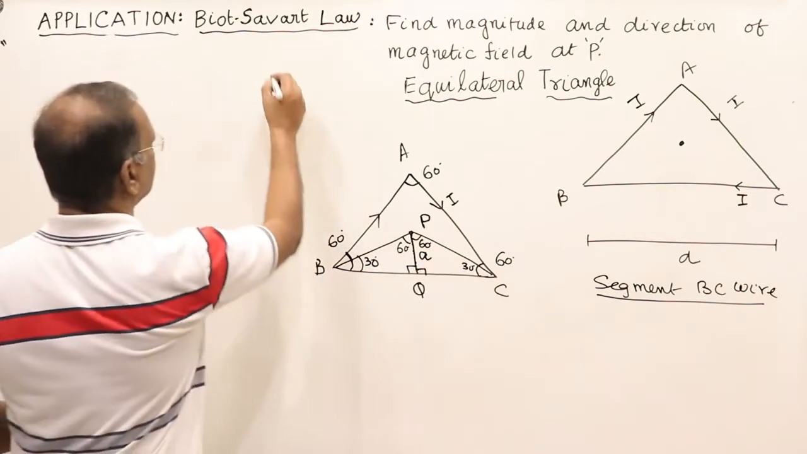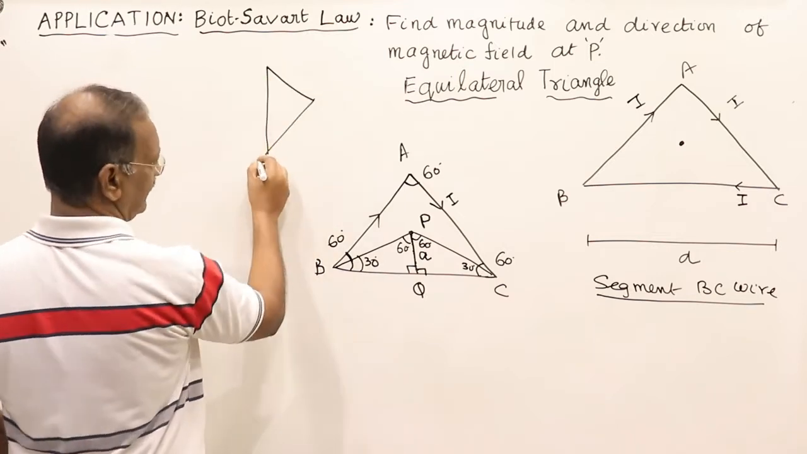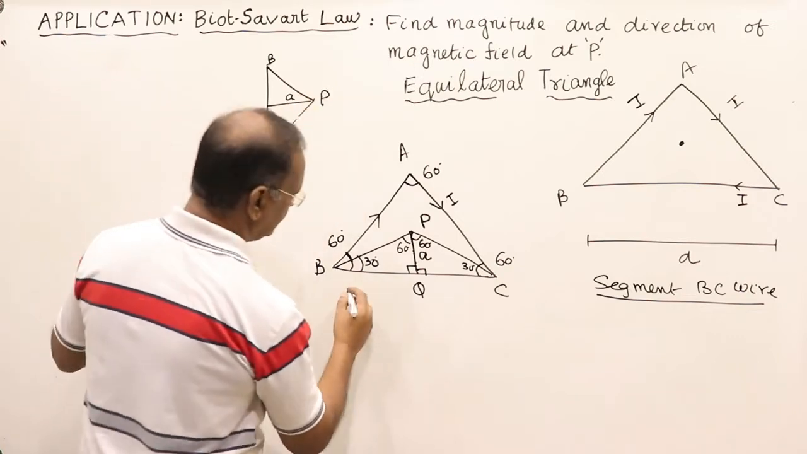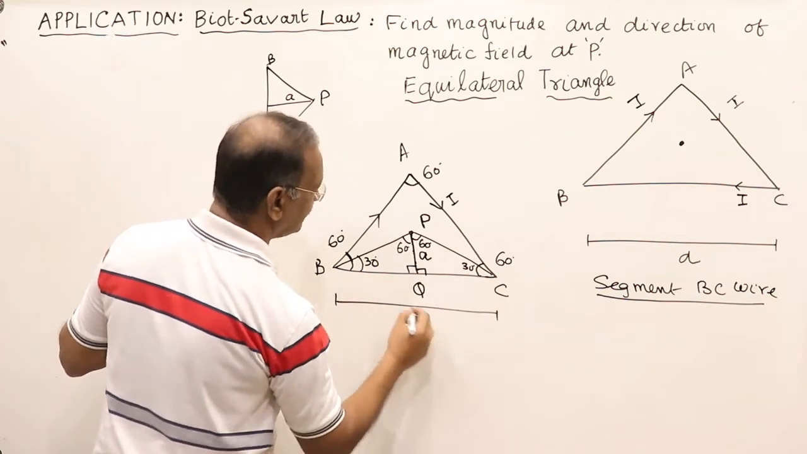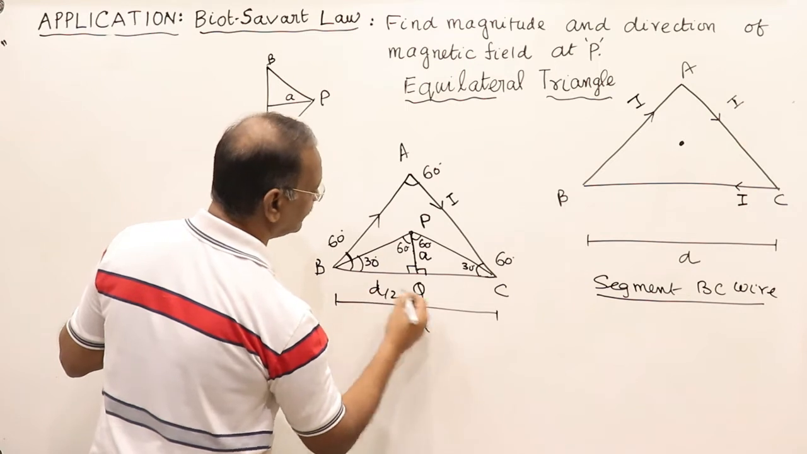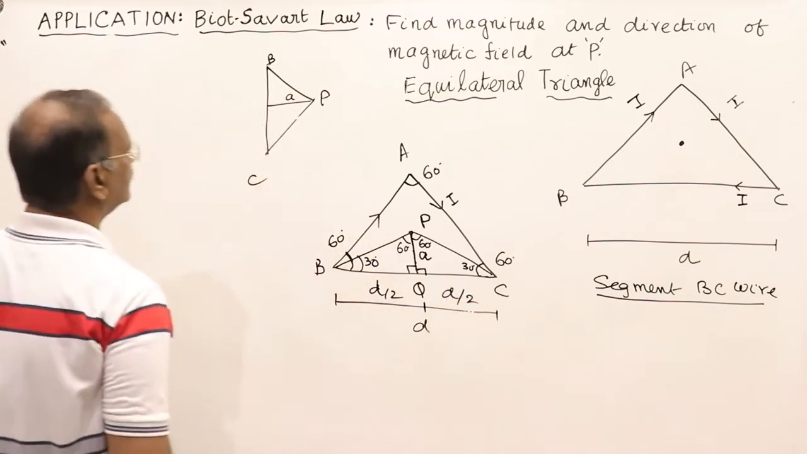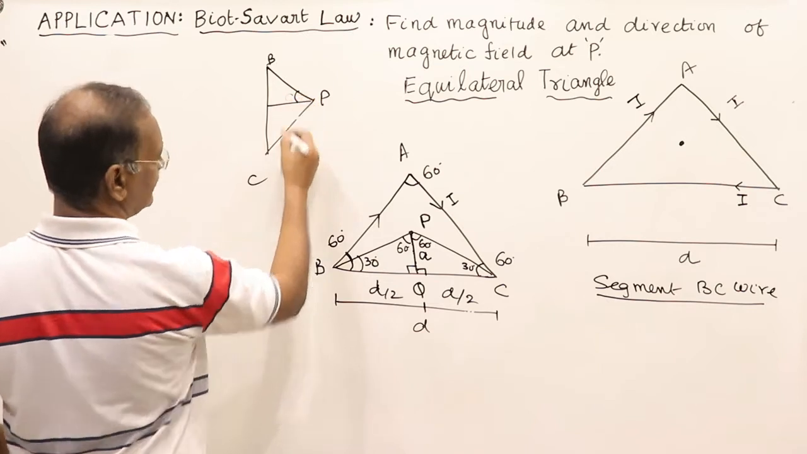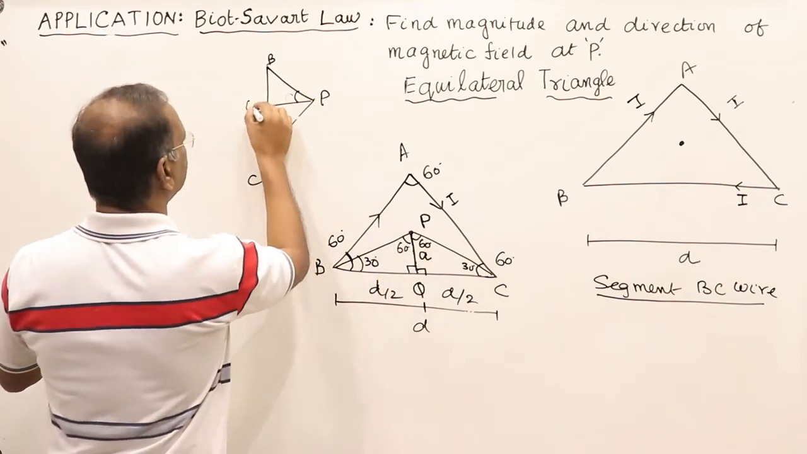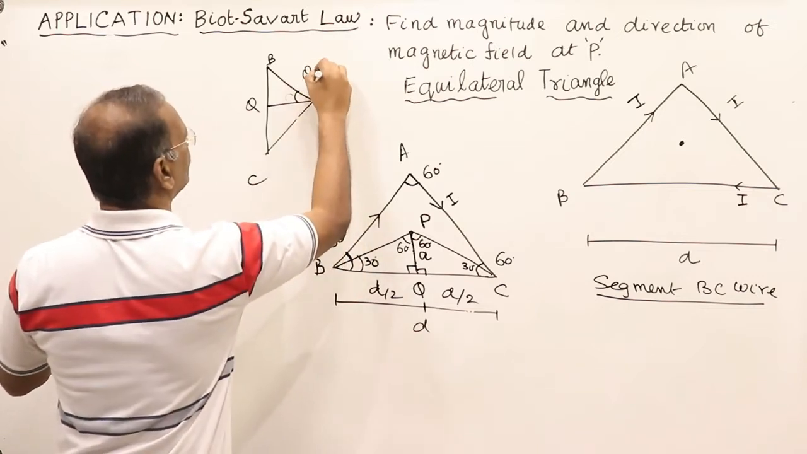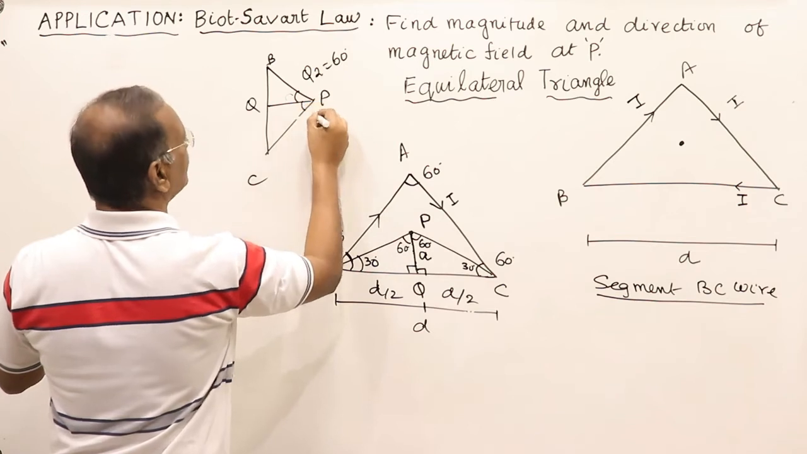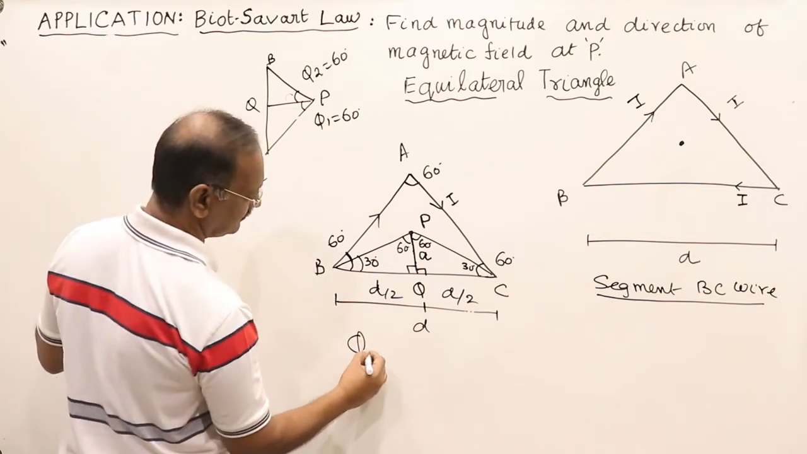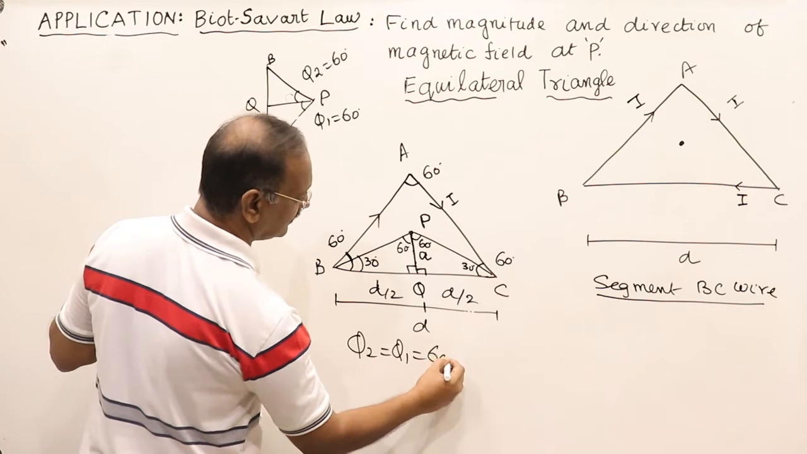As we have seen, we can draw it like this. This is B, C, this is point P, this is A, and the total distance is D. Half the distance is D by 2, and this will also be D by 2. The angle between this and PQ is 60 degrees. That is, phi 2 is equal to 60 degrees, and phi 1 is equal to 60 degrees.